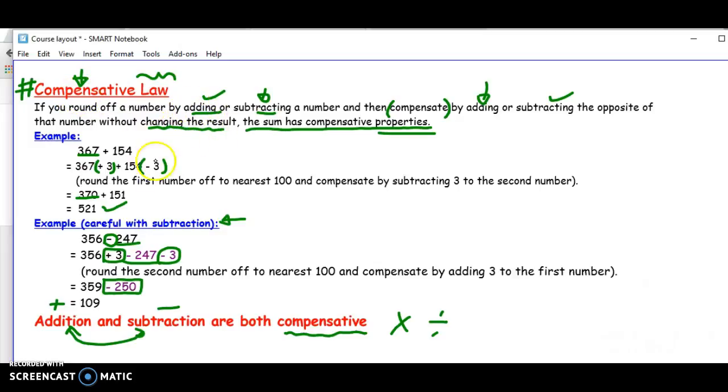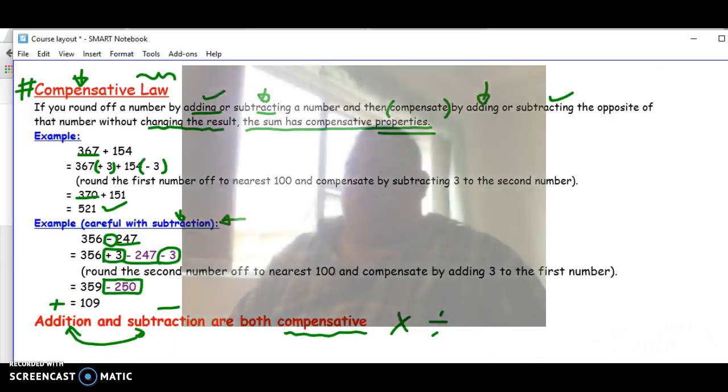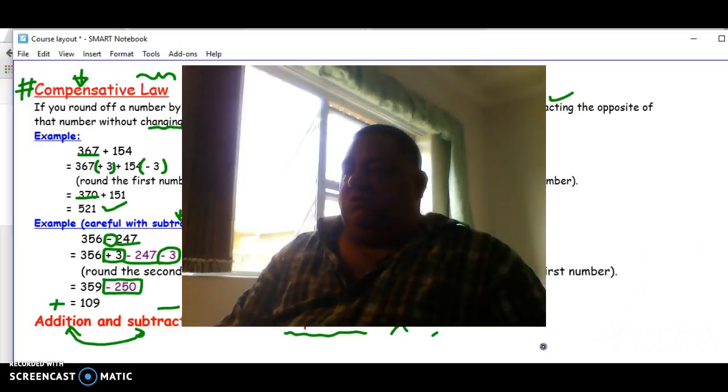Memorize how it works. Remember that it's important that we need to be careful when we subtract, that we must also subtract to get to that number. And remember, it's important that it only applies to addition and to subtraction. And I hope that this law can help you to make your work so much easier.